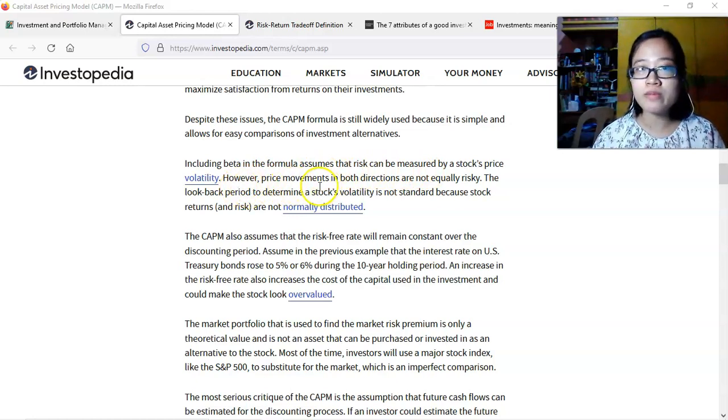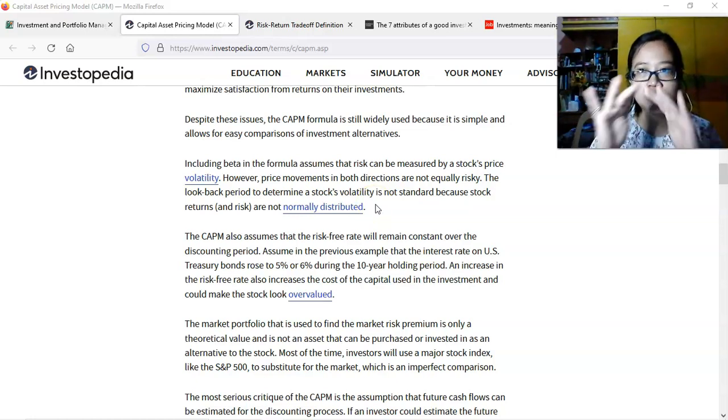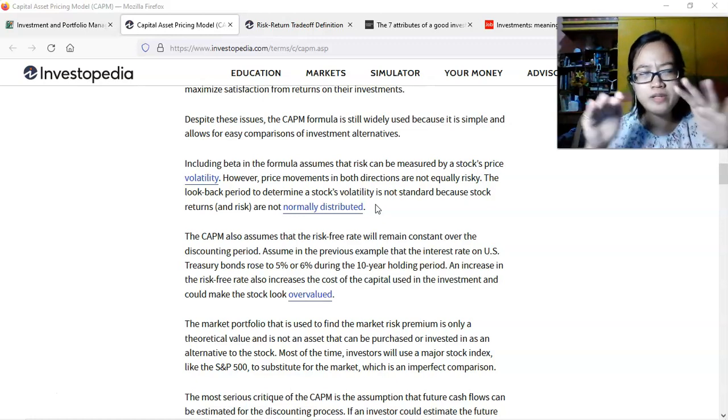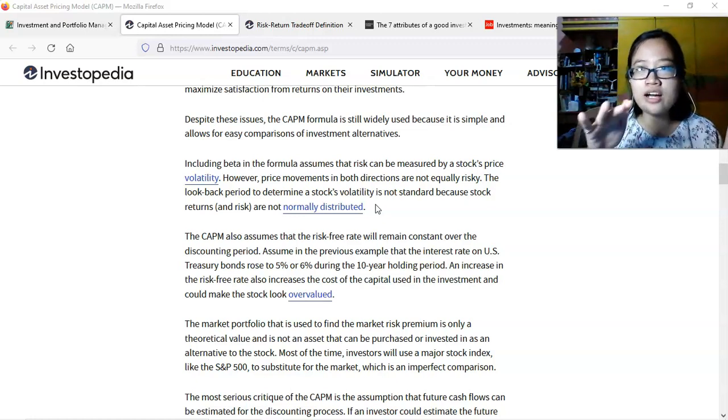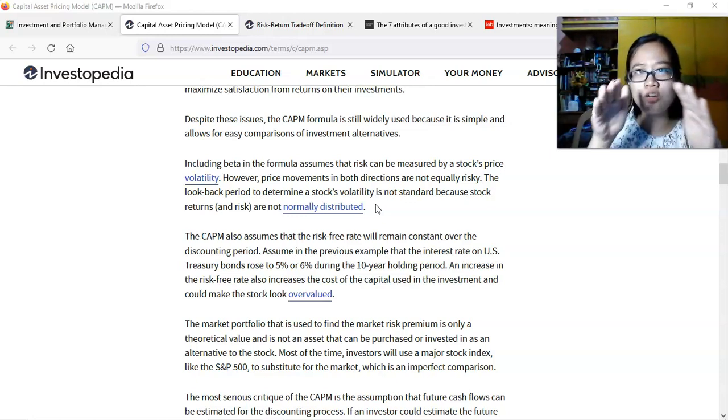So, including beta in the formula assumes that risk can be measured by a stock's price volatility. However, price movements in both directions are not equally risky. The look-back period to determine a stock's volatility is not standard because stock returns and risks are not normally distributed. Okay, pagdating sa statistics naman, we have the so-called normal distribution na kumbaga yung riskiness niya, both sides, hindi siya pareho. Normally, yung with regards to losses, mas malaki or mas mataas yung riskiness niya compared to the expected return on risky assets. Hindi siya ganun. Kumbaga, hindi siya equal, yung distribution niya.